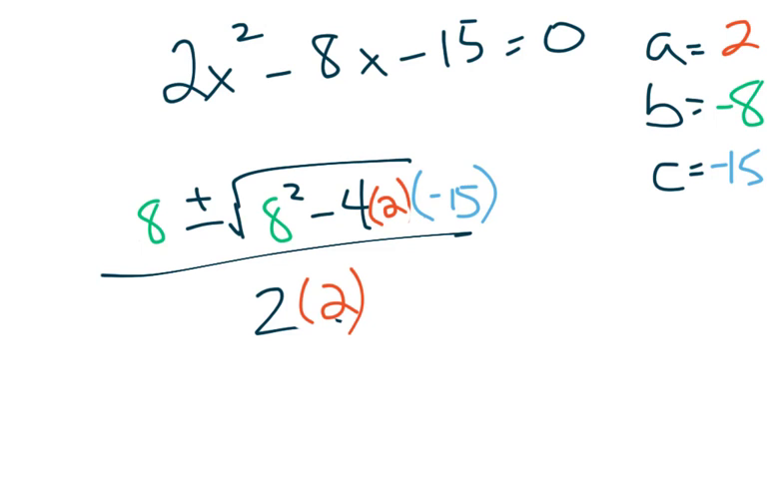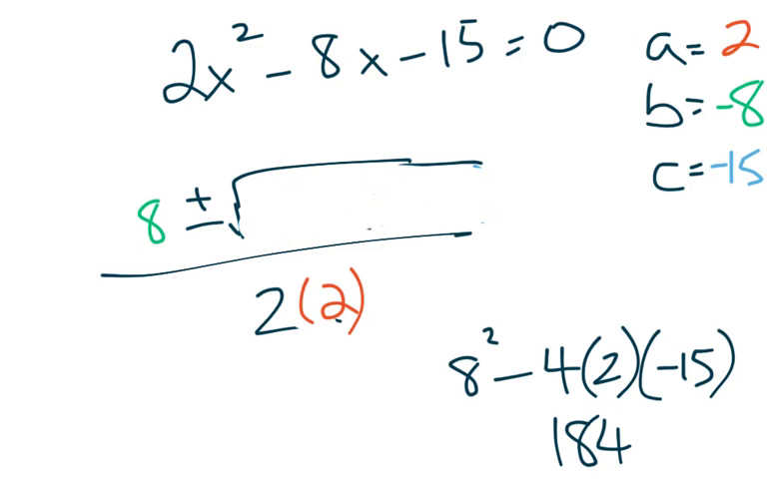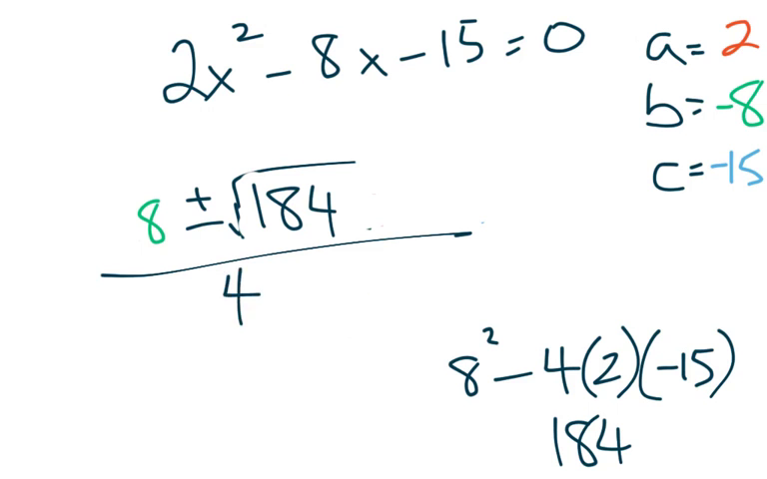So let's go ahead and do the discriminant first. In your calculator, take 8 squared minus 4 times 2 times negative 15. And you should get a positive 184. So that's what's going to go here. So we're really taking the square root of positive 184. And then we can go ahead and simplify the bottom. 2 times 2 is 4. And once we do that, we're really ready to just plug it into our calculator.